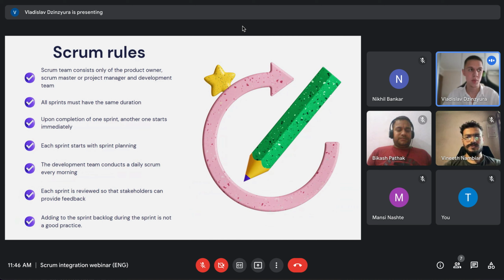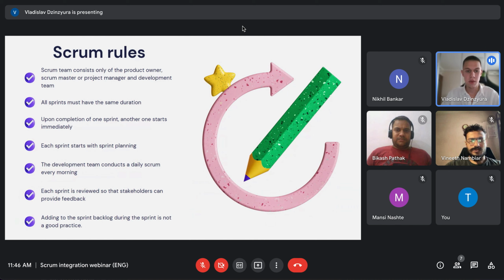So, to start the sprint, we should gather together and discuss what the tasks will be in the sprint. So it's important to have some document or Jira or GitHub, any other tool to write down the tasks that will be worked on during the sprint.